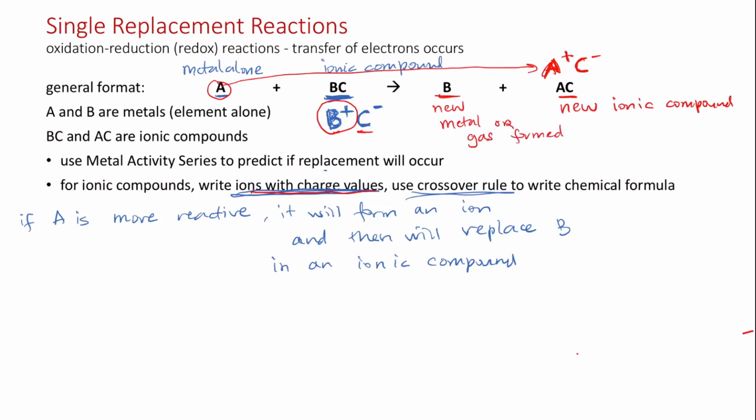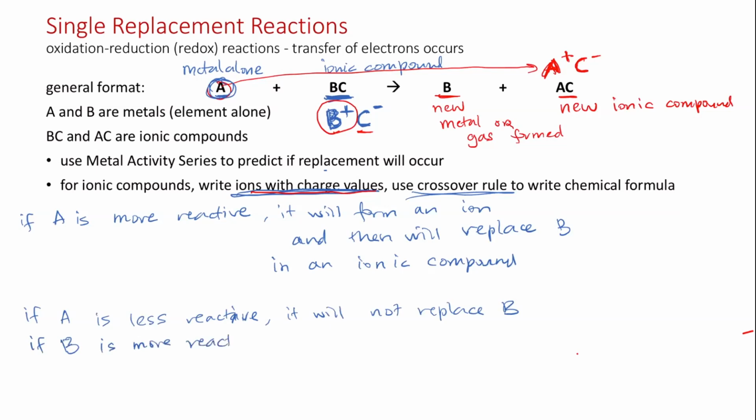But this replacement reaction only happens if this metal alone is the more reactive metal. Because if A is less reactive, and that means it is lower on the activity series, it will not replace B. So this metal alone has to be more reactive. This is also a different way of saying it: if B is more reactive than A, if the metal in the ionic compound is more reactive, it'll just stay in the ionic compound.